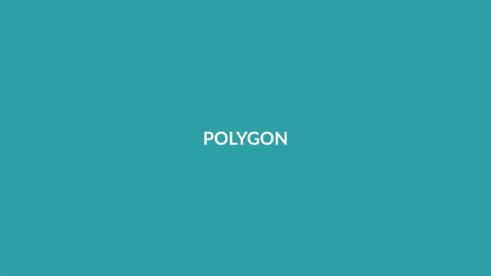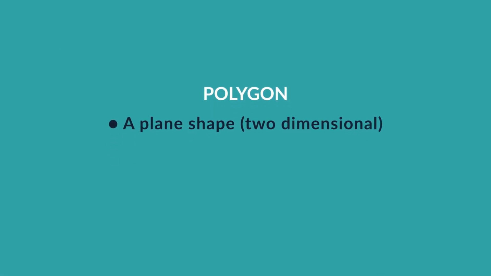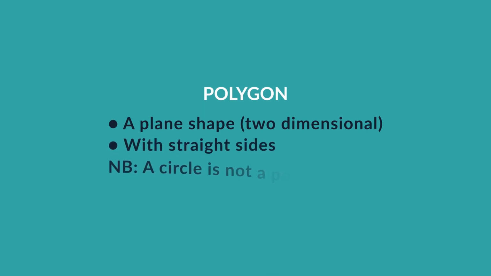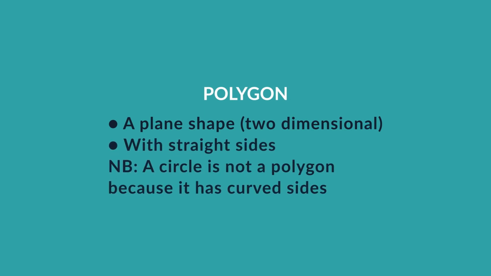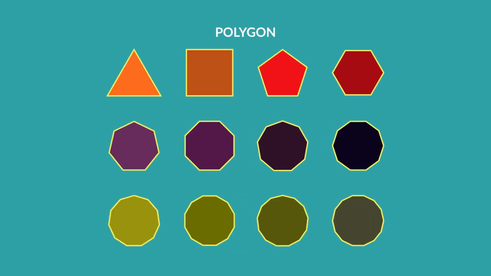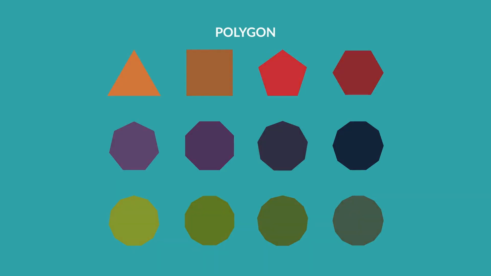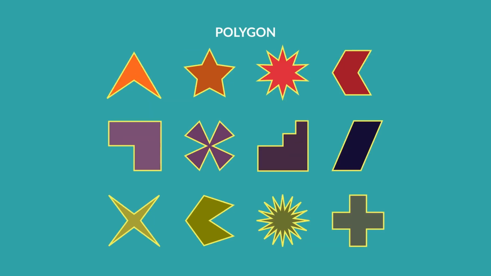What exactly are these polygons? A polygon is any two-dimensional figure with straight sides. These are all polygons, as are these. Here are some words that you will need to know when working with polygons.